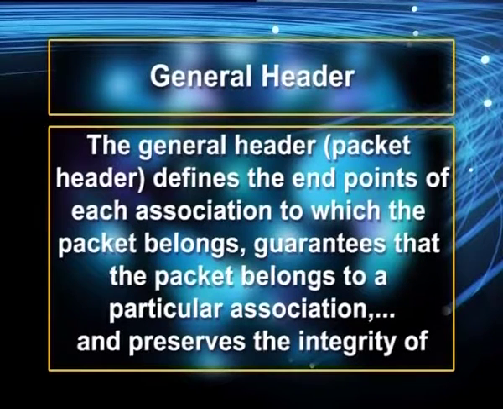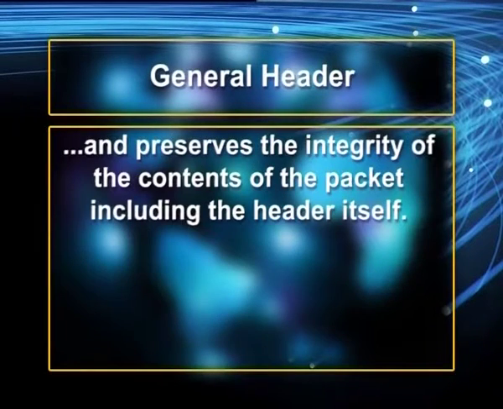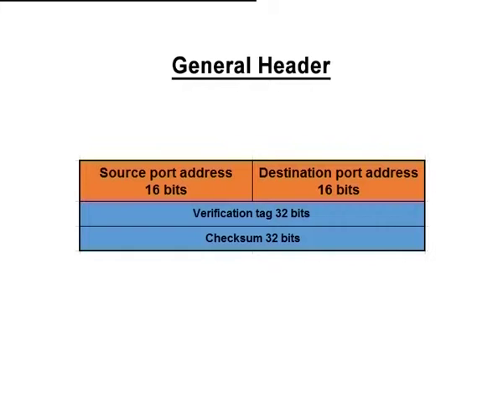The general header, that is the packet header, defines the endpoints of each association to which the packet belongs, guarantees that the packet belongs to a particular association, and preserves the integrity of the contents of the packet including the header itself. There are 4 fields in the general header.